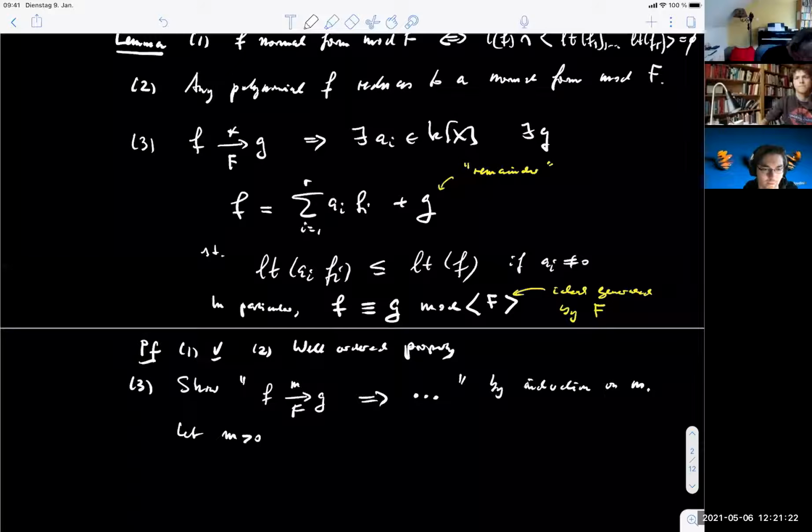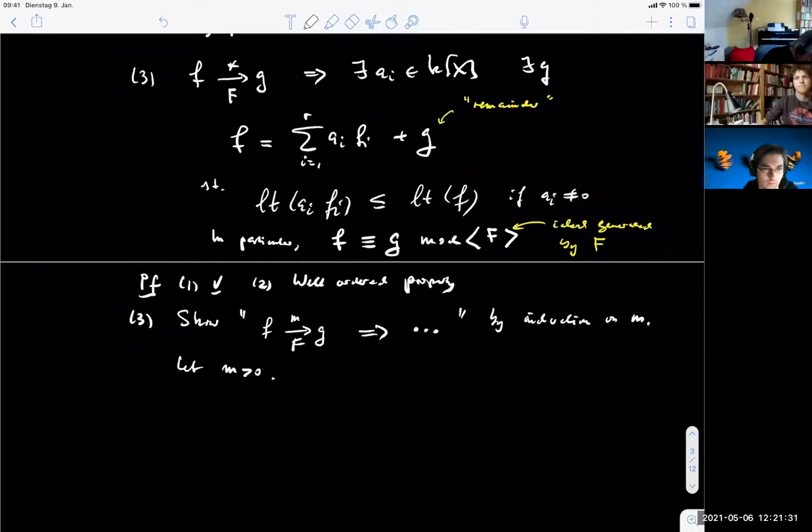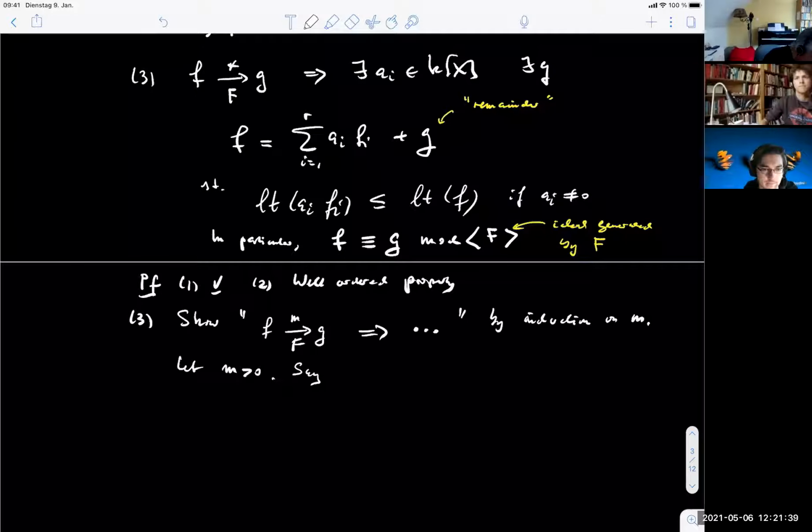Right, so, sorry. I can assume I have, okay, let's do it this way. Right, I think I want to have greater or equal 0. So let's assume I have an m-step reduction from F to H. And then I reduce H to G in one step.